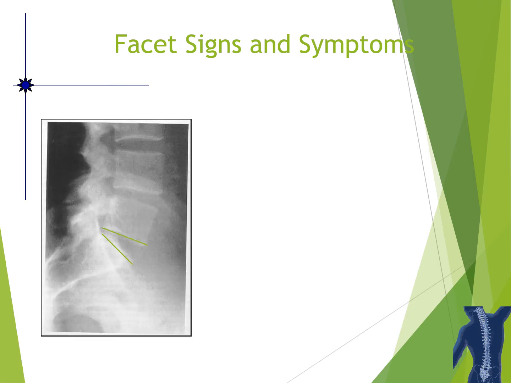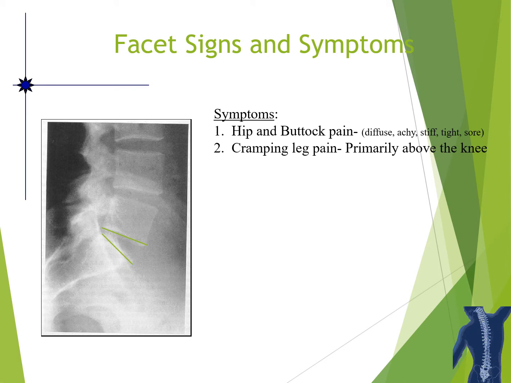Facet signs and symptoms. Symptoms: hip and buttock pain. This is a diffuse, achy, stiff, tight, and sore pain. It's not a neurological sharp shooting pain, but a more diffuse, achy type pain. You can often have cramping in the leg, primarily above the knee, in the areas of the referred pain pattern. Not seen too often, but it can happen with the facet syndrome patient.